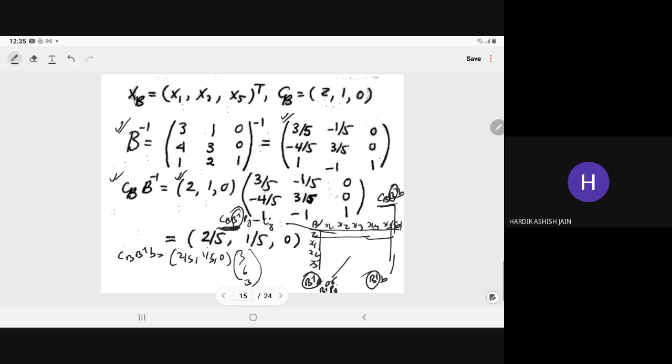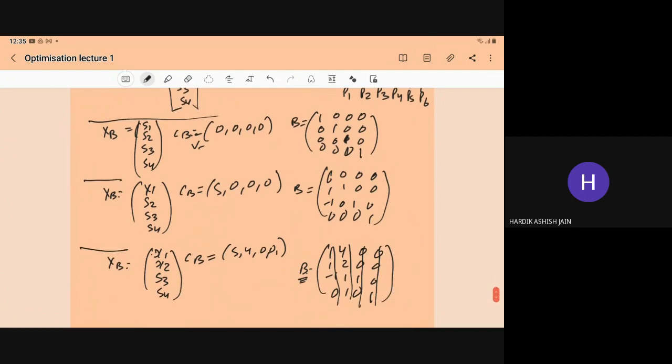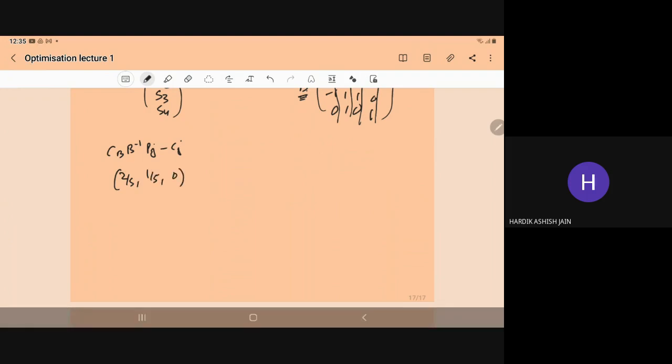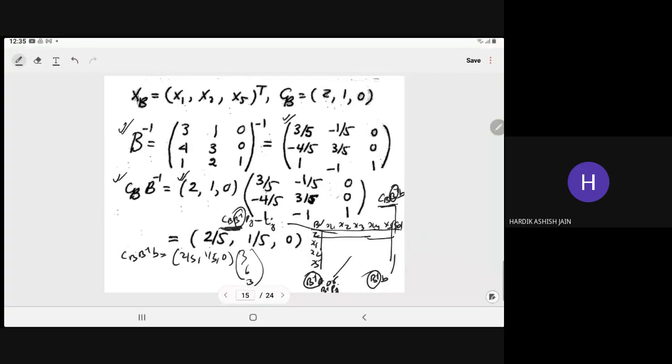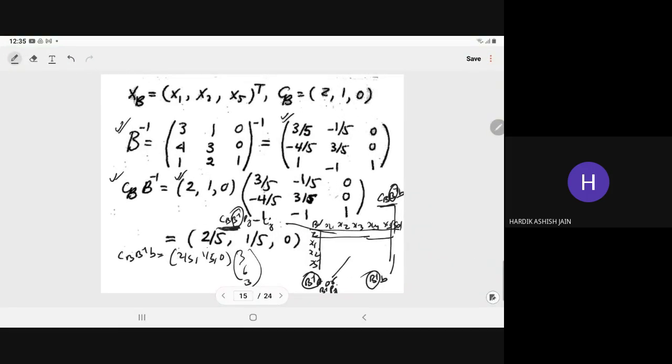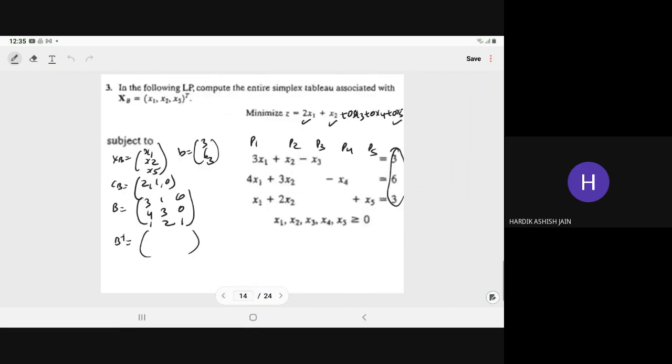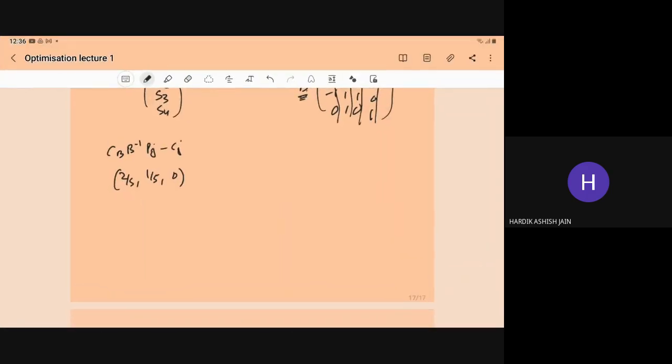Then we have to compute CB B inverse PJ minus CJ. What is the CB B inverse? 2 by 5, 1 by 5, 0. That is your CB B inverse, into PJ. So PJ is what? PJ is 3 4 1. That is the P1.